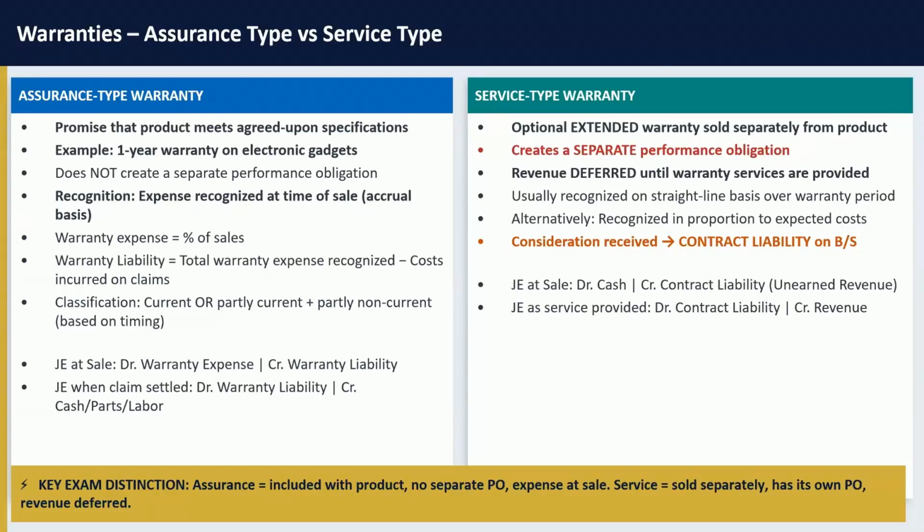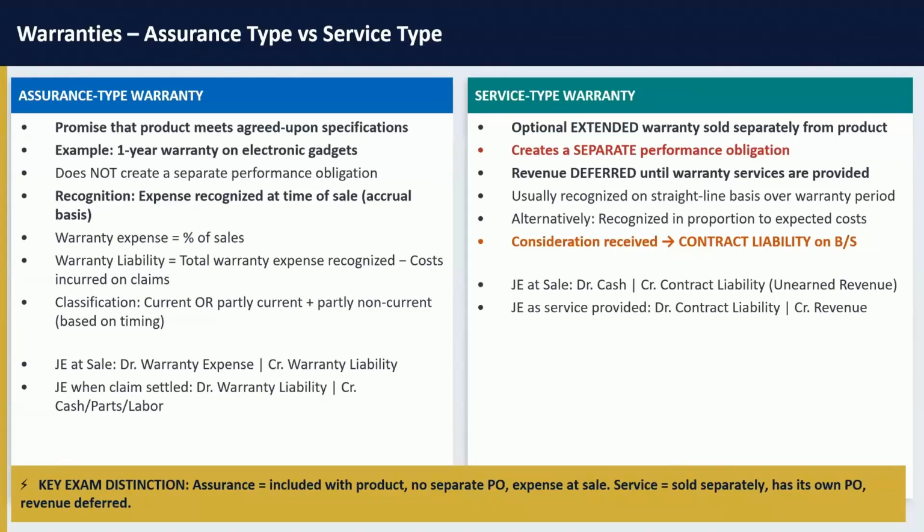Okay. Then comes warranty liability. Warranty liability only you will enter it as total warranty expense recognized minus costs incurred on claims. Suppose the customer starts asking warranty from you, up to the extent of warranty that you have cleared for them, you will reduce your warranty liability.